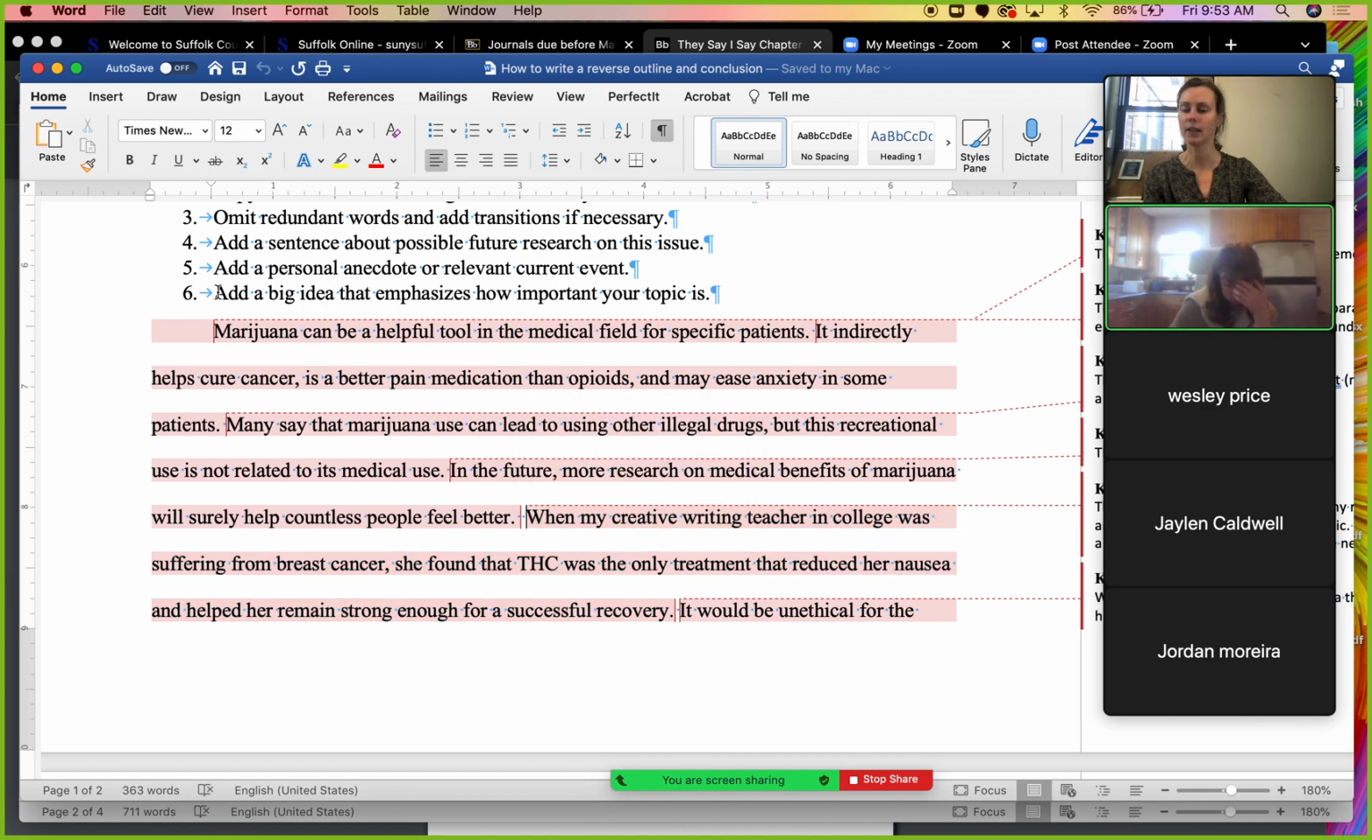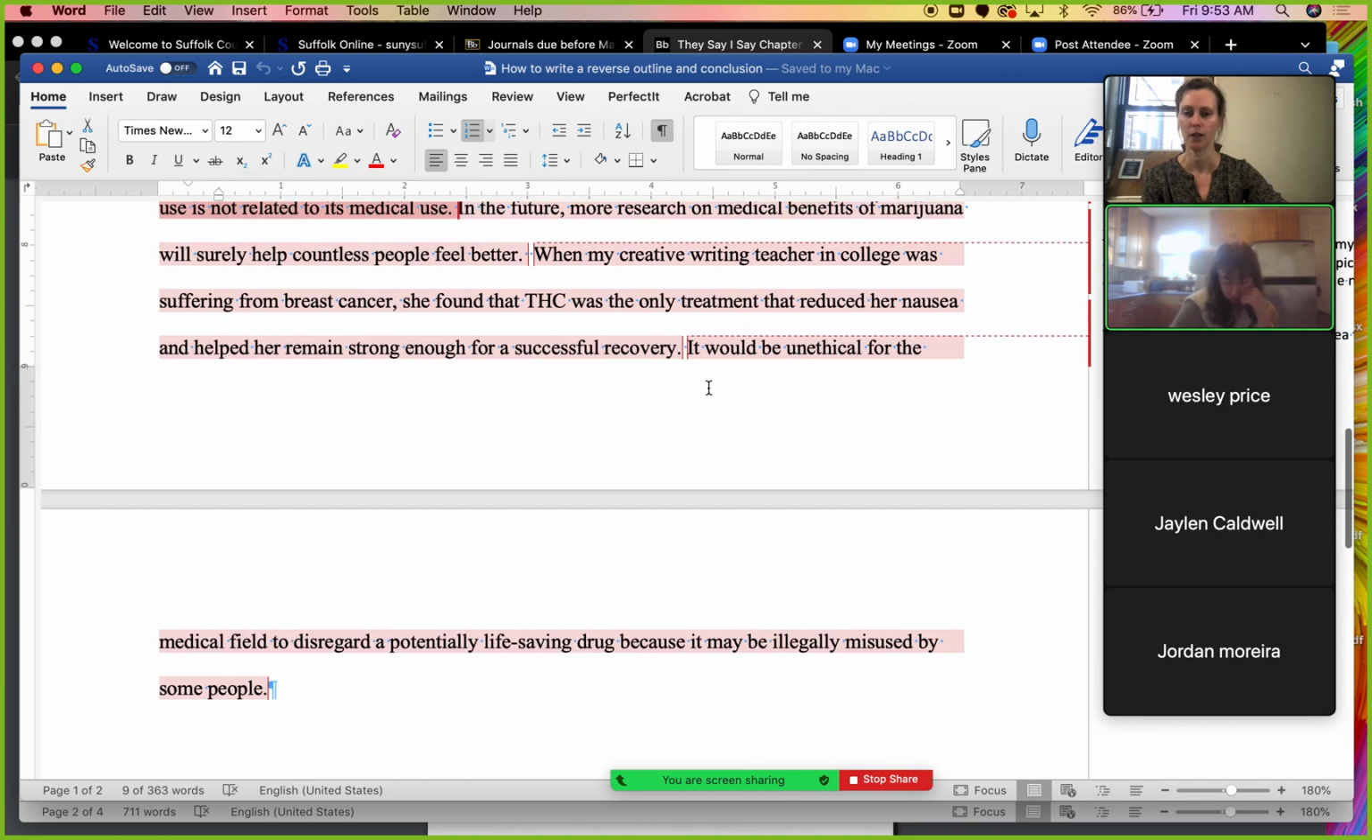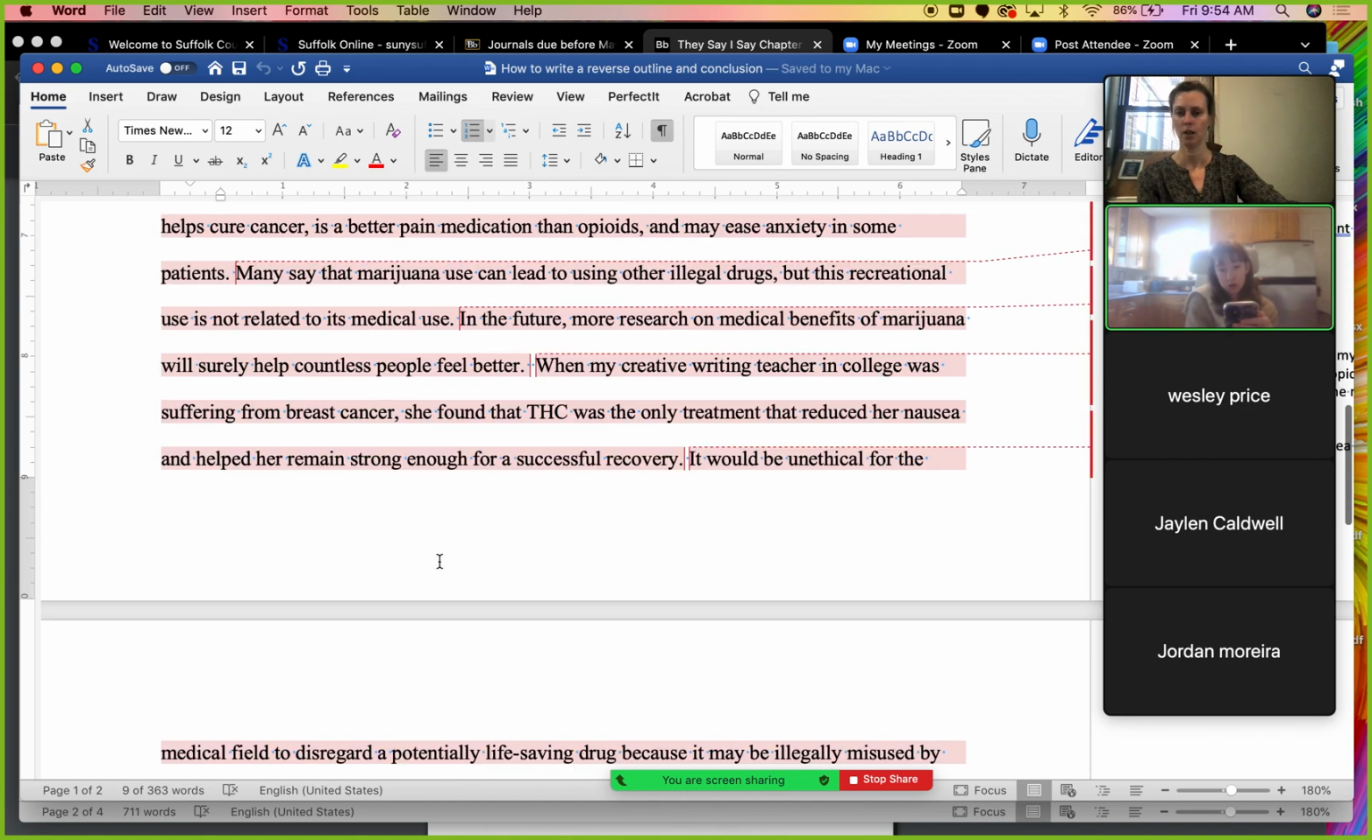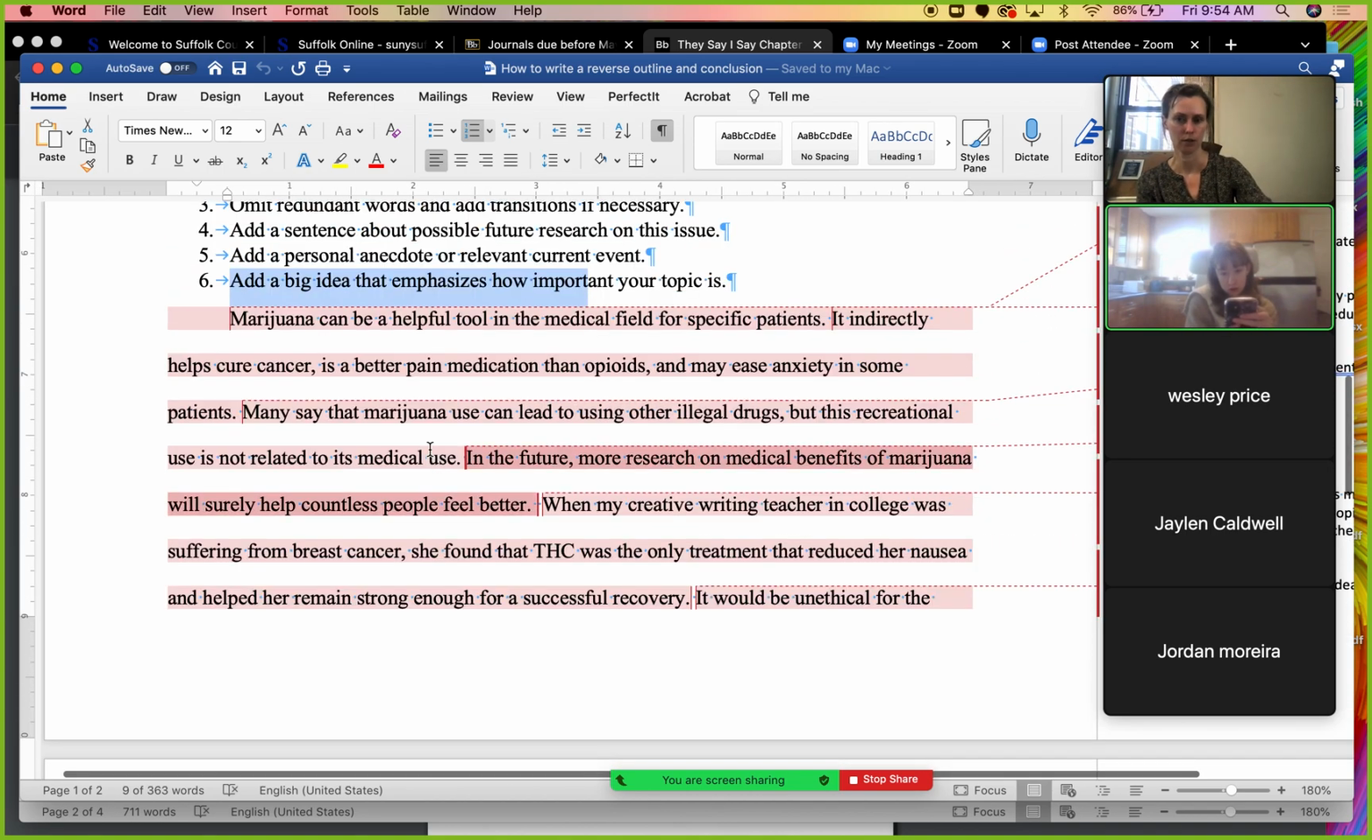And then finally, if you can, add a big idea that emphasizes how important your topic is. So what I came up with was this, and it was kind of inspired by my counter argument. It would be unethical for the medical field to disregard a potentially life-saving drug because it may be illegally misused by some people. And that's my full conclusion.